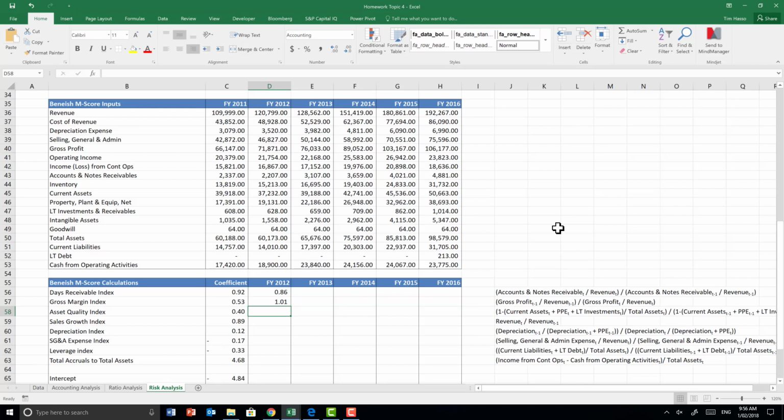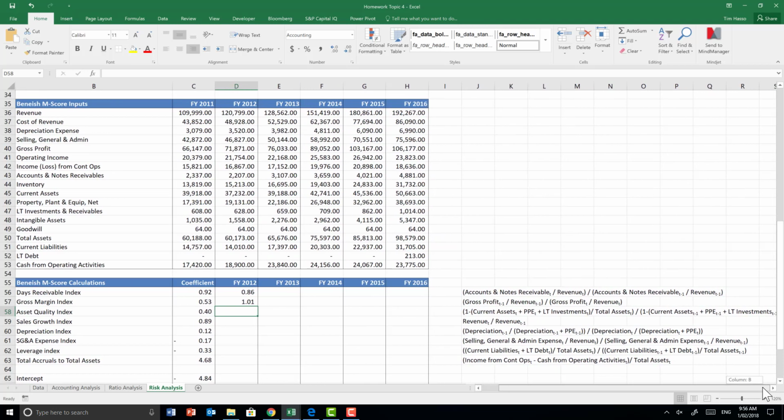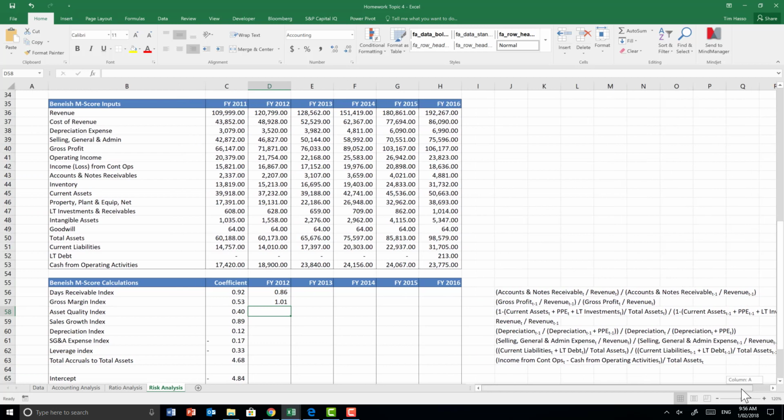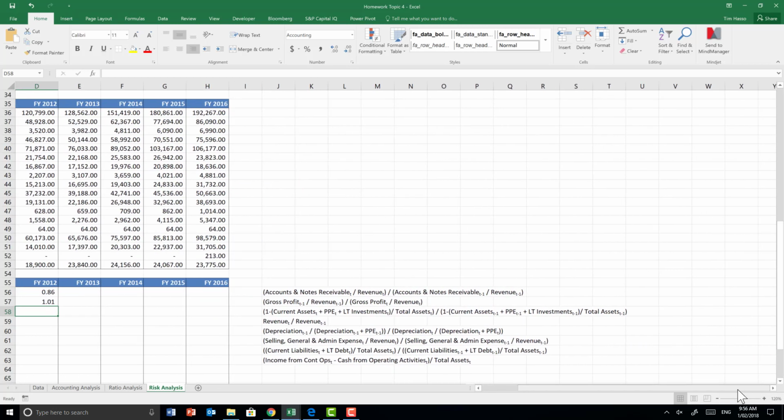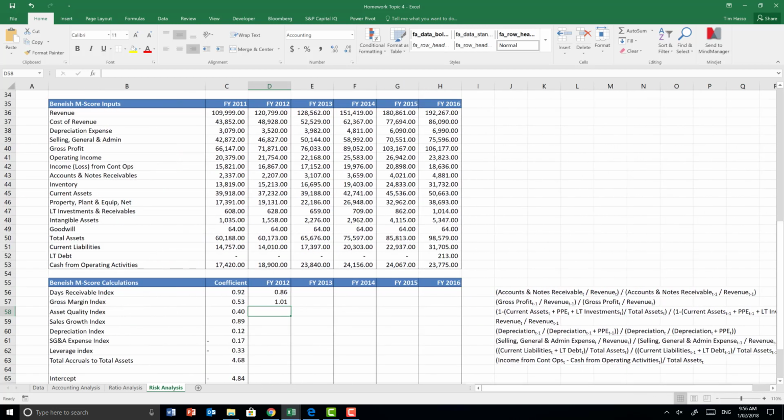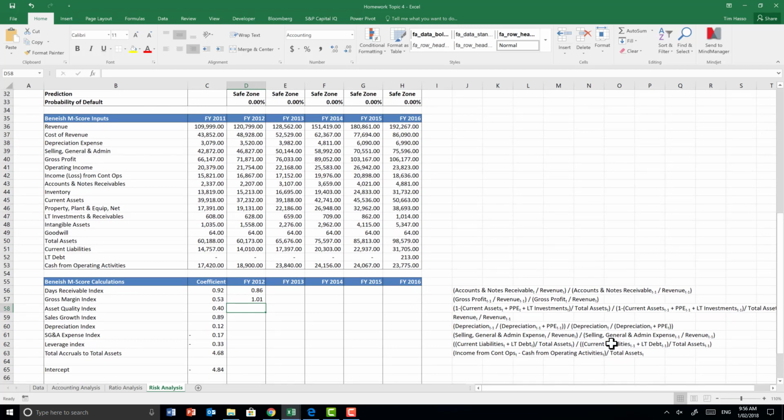For the asset quality index, again, this is somewhat of a complex formula. It's a bit long, but essentially what you see here is the formula here to the right. I might actually need to make the text slightly smaller, so you can see the entire formula. And again, this is somewhat complex because there's a lot of different brackets here. So this one you have to be really careful with.